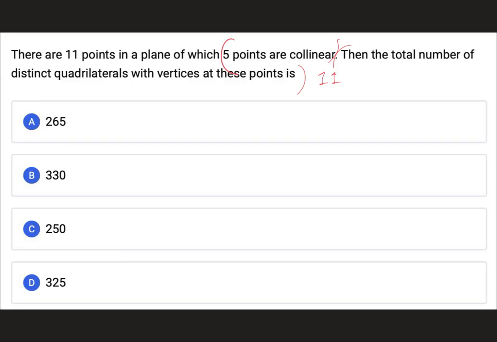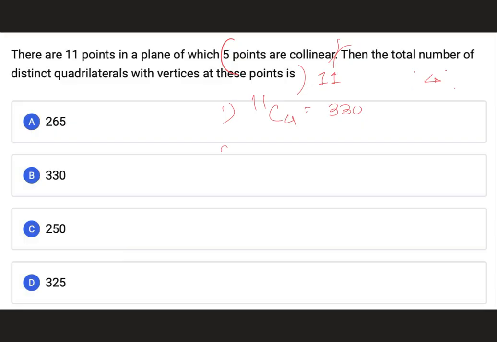So the number of ways in which you have to form a quadrilateral. What is a quadrilateral, guys? It's made up of 4 points. So you have to choose 4 points out of 11 points. So the total number of quadrilaterals possible is how much? 11C4. And 11C4 will be nothing but 330. Okay, that was the basics.